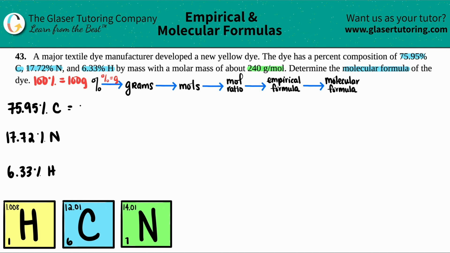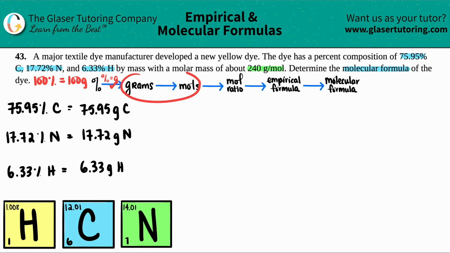So this, I will say I have 75.95 grams of carbon. This I have 17.72 grams of nitrogen. And then this one I now have 6.33 grams of hydrogen. First part, done. Moving on to step 2.